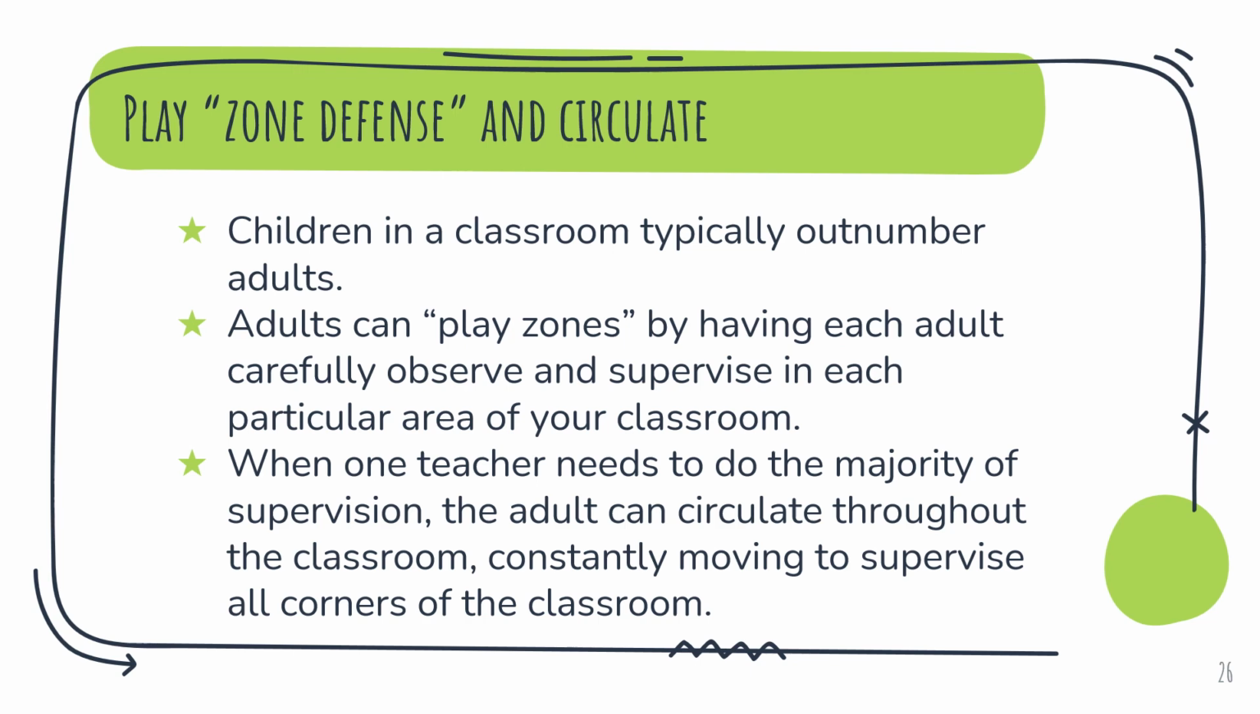When one teacher needs to do the majority of supervision, the adult can circulate throughout the classroom, constantly moving around to supervise all corners of the classroom. So in this case, I'm on the move. I am moving from this area to this area to this area to this area. By doing this, I can supervise what's going on, and also kids know that I'm there to help them if they need my help in anything. So I call this playing zone defense when you can, and circulating when you don't have enough teachers to play zone defense.